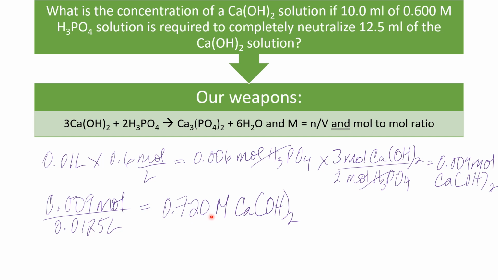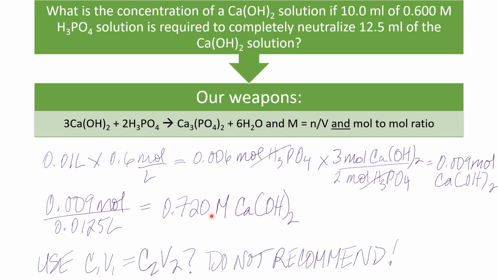Somewhere along the line, you may have been convinced to use the formula C1V1 equals C2V2. I do not recommend this for several reasons. One is you don't have as good an idea of what it is that's actually going on in terms of the whole process. And also, you can get messed up here with your stoichiometric coefficients. There is a way to incorporate them in this equation, but it's easy to make a mistake, so I don't recommend it.